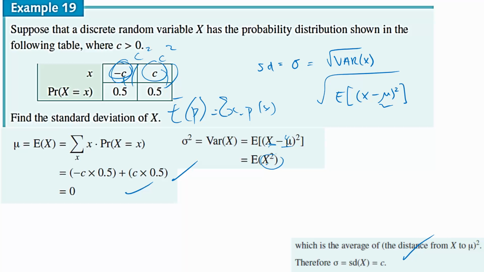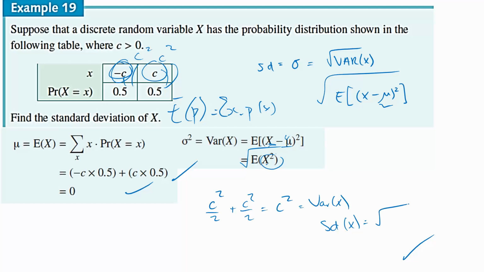Because you can find the variance, then square root the variance. If that's the variance, square root the variance and you're set. So if you think about it, c squared times a half plus c squared times a half gives you c squared. That's your variance. And we know that standard deviation is equal to the root of the variance. Therefore, the square root of c squared is c.